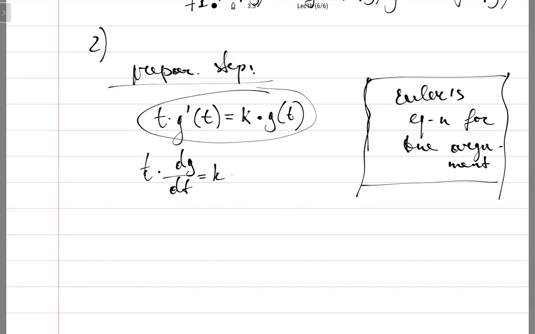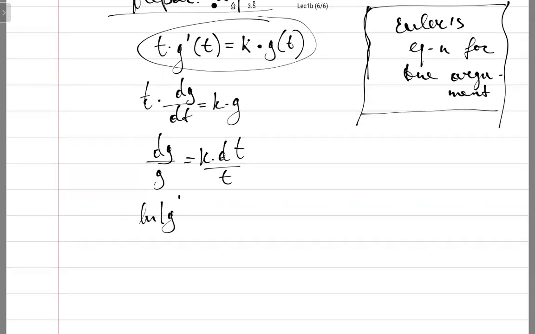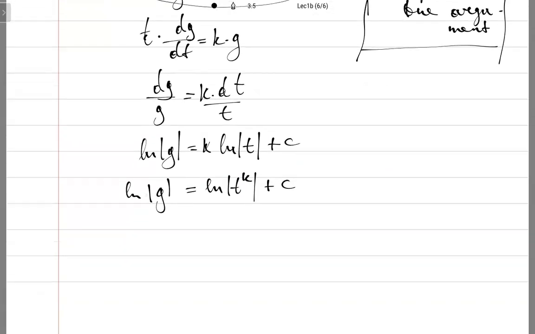Let's write t dg/dt equals k g. K is a parameter. So I have dg over g equals k dt over t. I have logarithm of g equals k times logarithm of the absolute value of t plus some c. So g equals logarithm of the absolute value of t to the power k plus c. So I have g equals t to the power of k times plus or minus exponent of c.